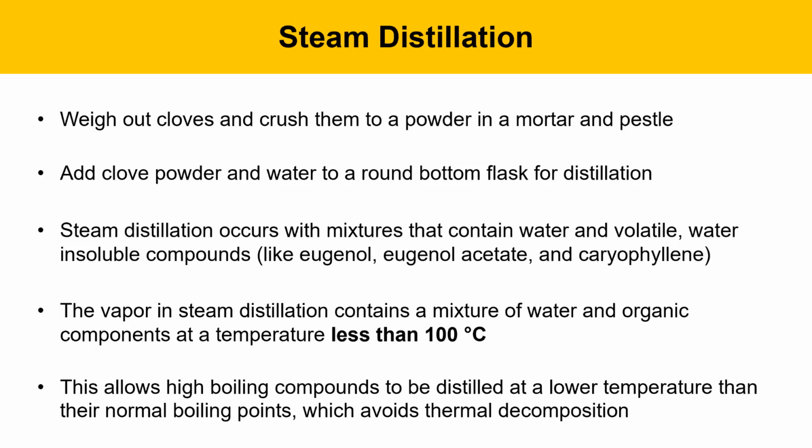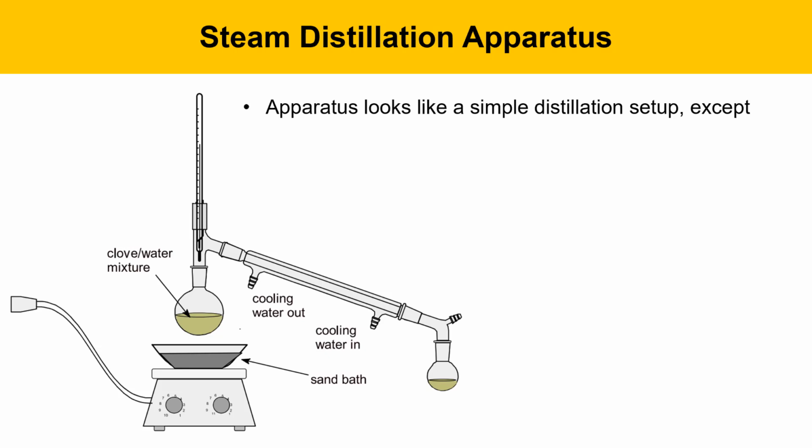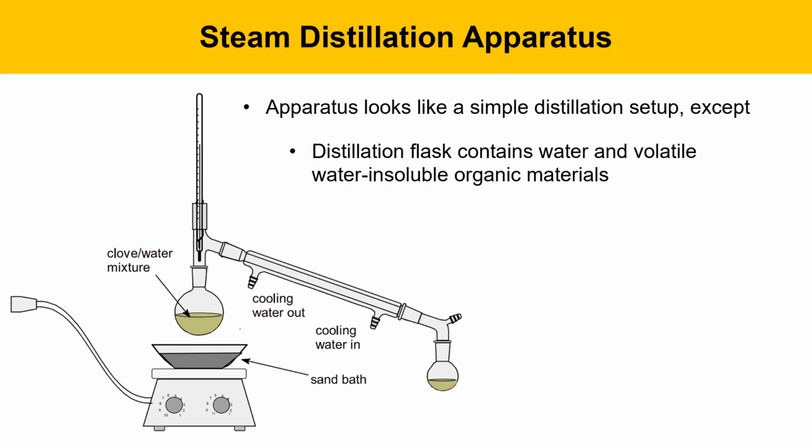The boiling points of the materials on the previous page you could see were quite high in the 250 to 280 degree range, and they would likely decompose before they would distill. Here's a picture of the steam distillation apparatus that we're going to use today. It looks similar to a simple distillation apparatus, and it is, but there's an important difference, and that's that the distillation flask contains water and volatile water-insoluble organic compounds, which makes it different than simple distillation.